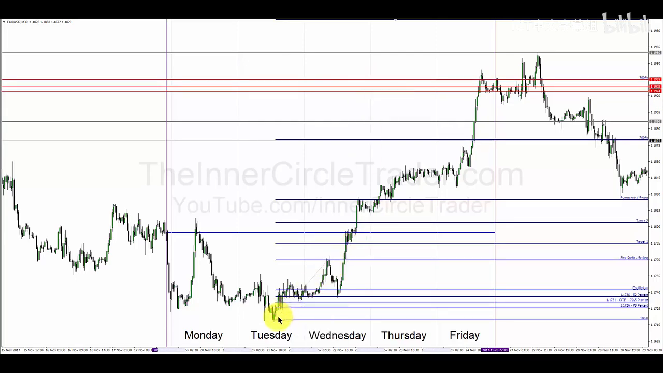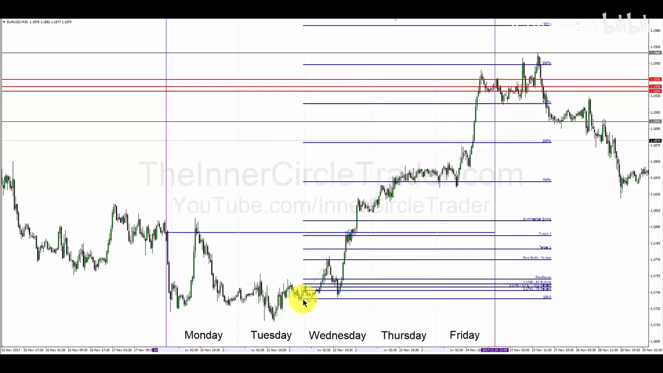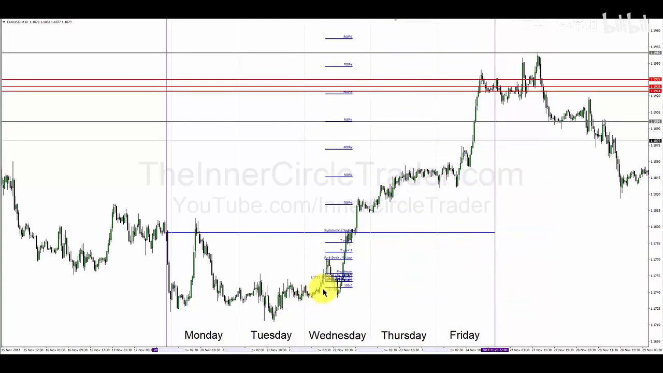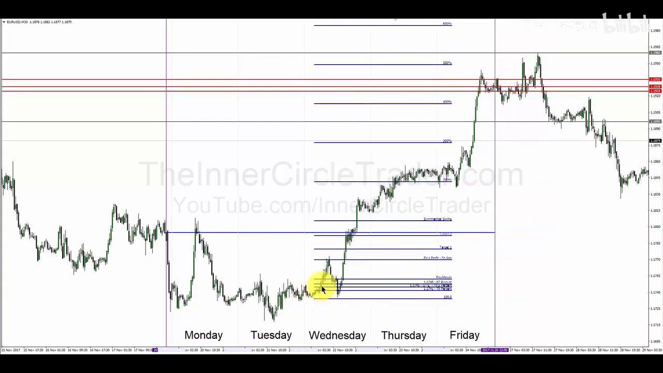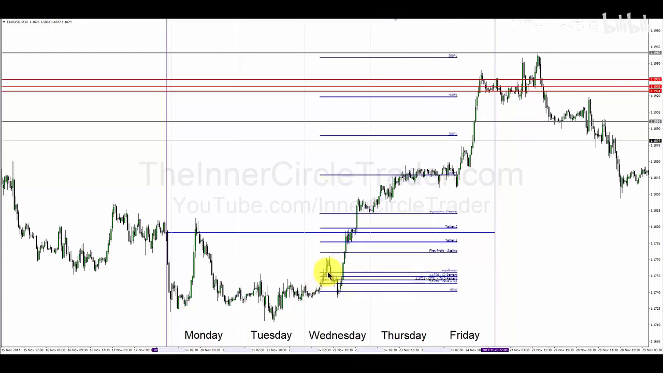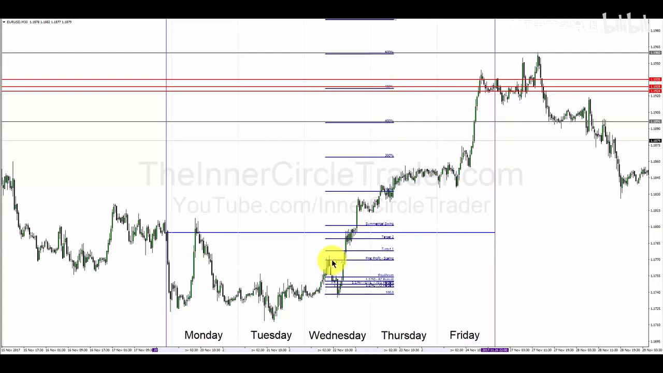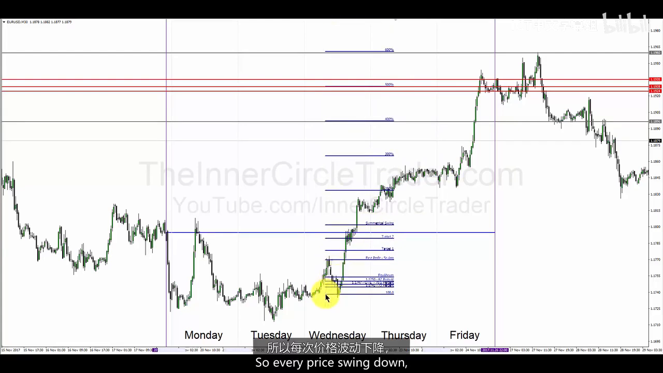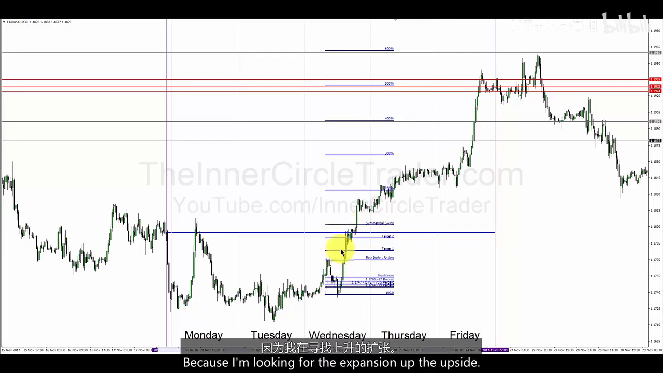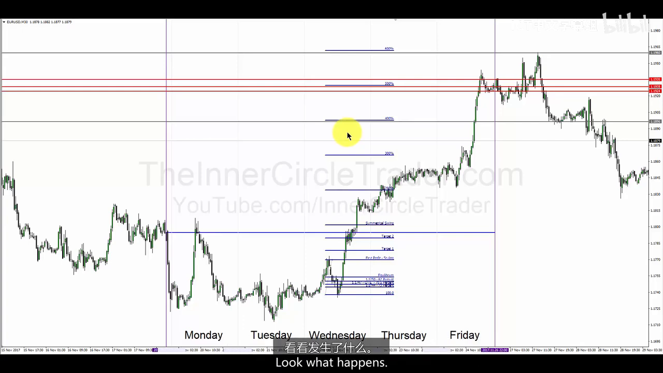And now I'm going to measure every price swing that moves lower. So every price swing down, I'm going to measure that. So it's this one here. It's going down, picking up orders. Why am I looking for that? Because I'm looking for the expansion to the upside. Now watch, look what happens.